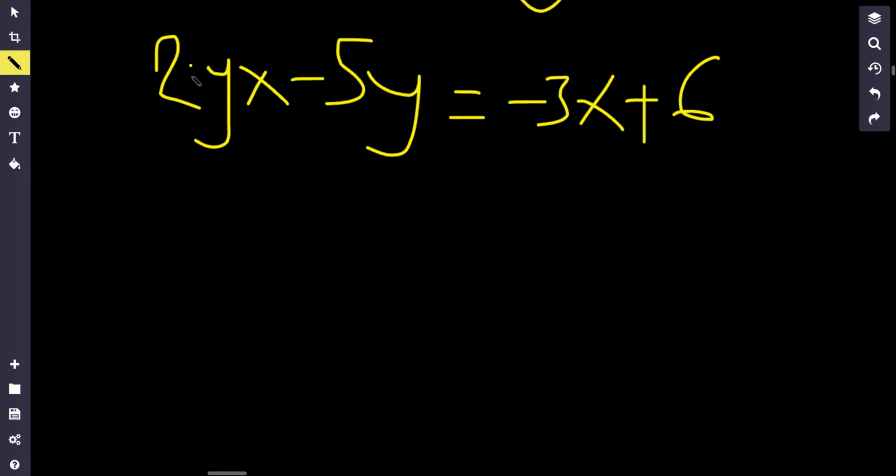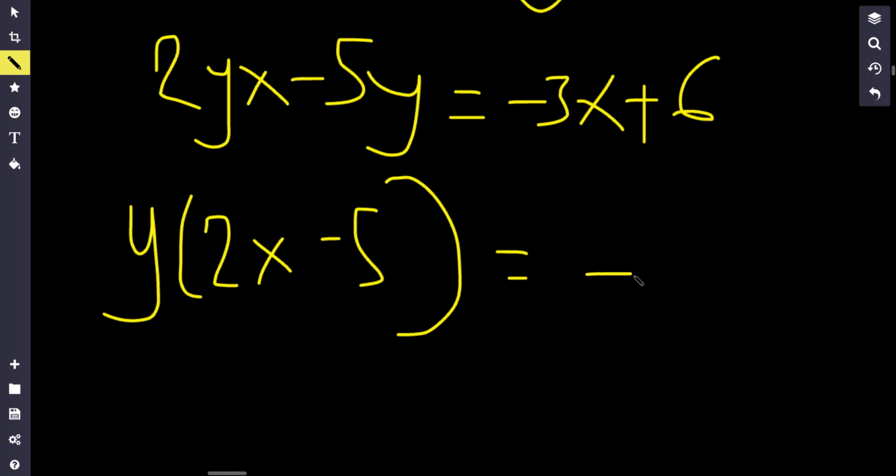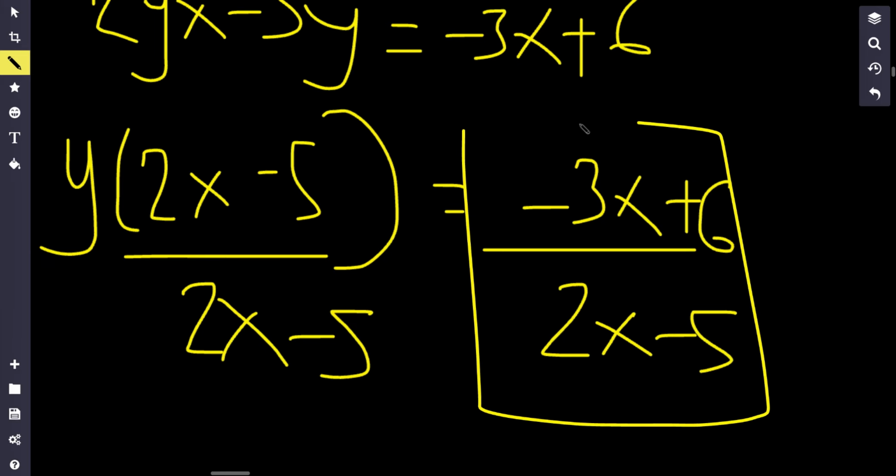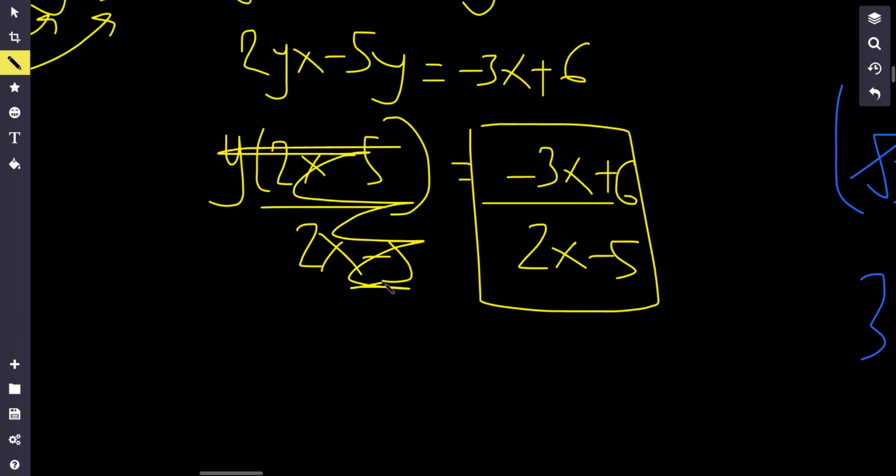The reason I do this is because now I can factor out a y. And now you can clearly see where I'm going. I divide both sides by 2x minus 5. So I get y is equal to this. Or you can also think about it as my inverse function is going to be equal to this. That's going to be the answer.